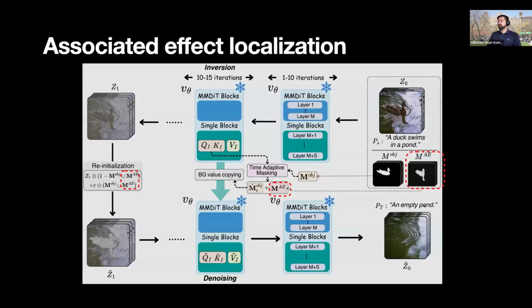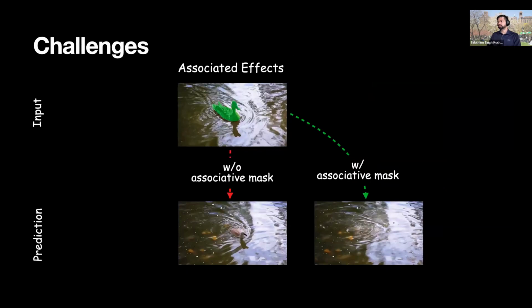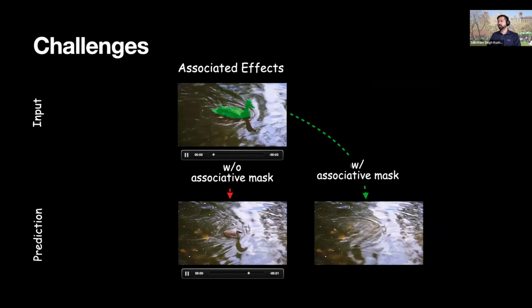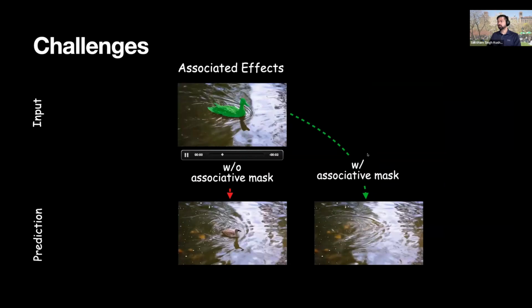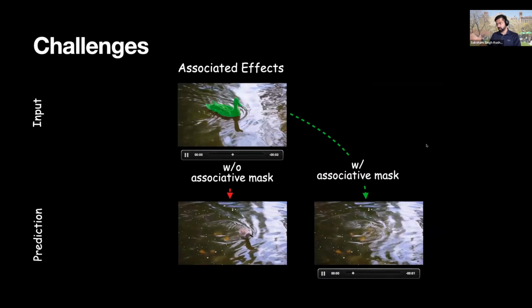And so we can modify our approach: given the video and pixel level mask, we can offline determine this object and associated mask, and we can update our foreground region, or actually augment it, both at reinitialization and while copying it. And we observe that when we use the associated mask, we can actually remove the object and its associated effect.